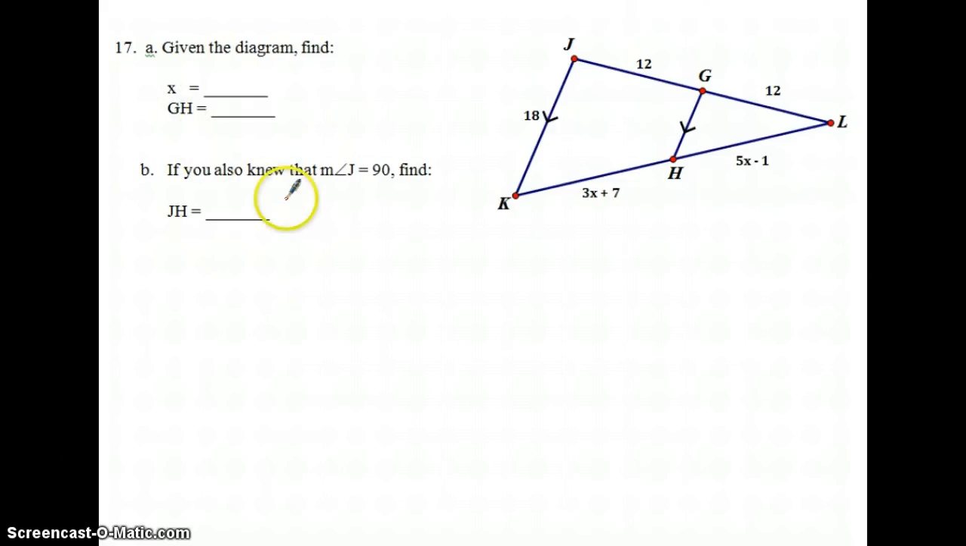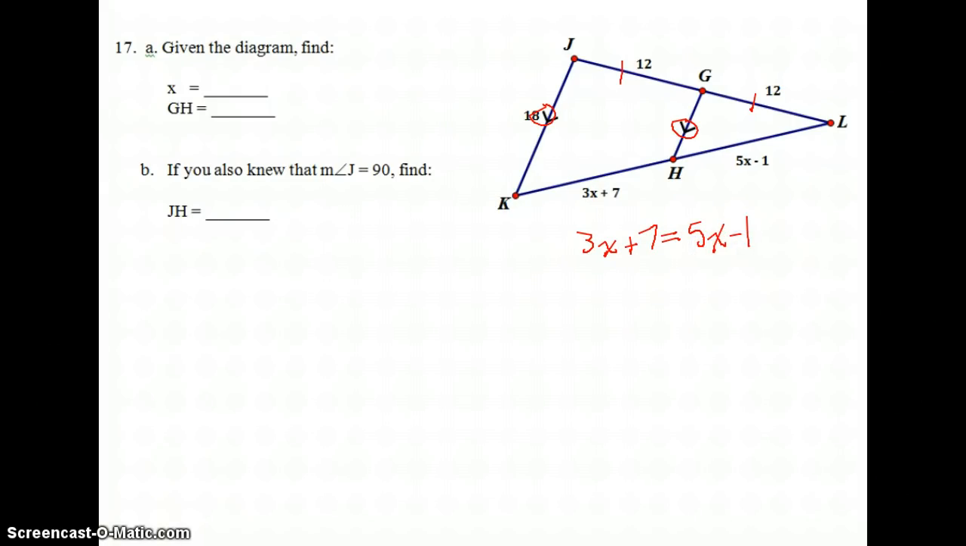Alright, given the diagram, find x. So this thing, I know H is a midpoint. Why do I know that? Well, we have a triangle here where G is a midpoint, and this is parallel. That ensures a parallel to this. There's a theorem that says if you have a midpoint of a triangle that's parallel, then it connects to a parallel of another side, then it's going to cut the third side in half also. So I can be sure that 3x plus 7 and 5x minus 1 are the same.